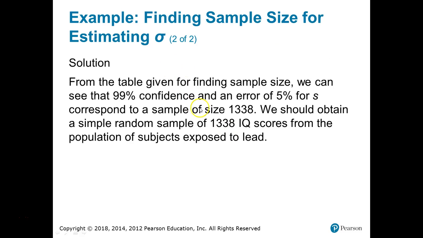Okay, so from the table, we can see that 99% confident with an error of 5% corresponds to a sample size of 1,338. So we should obtain a simple random sample of 1,338 IQ scores from the population of subjects exposed to lead. All right.